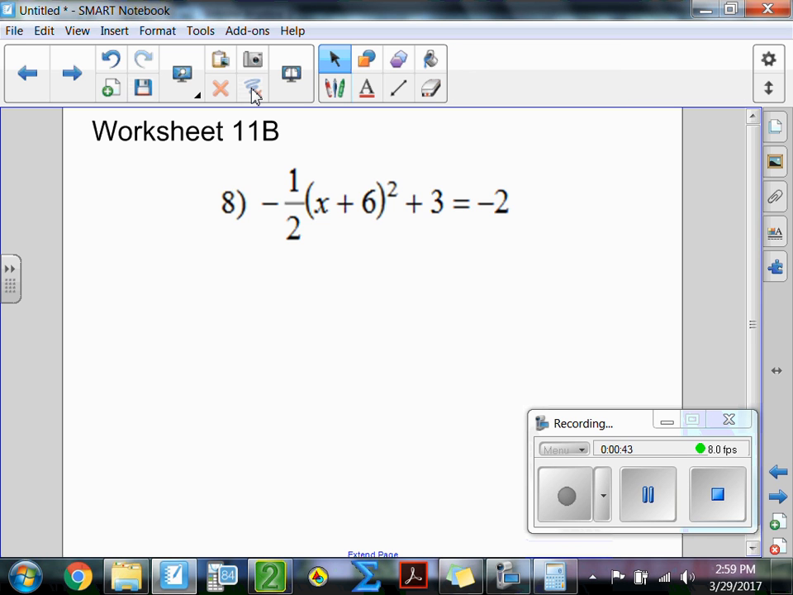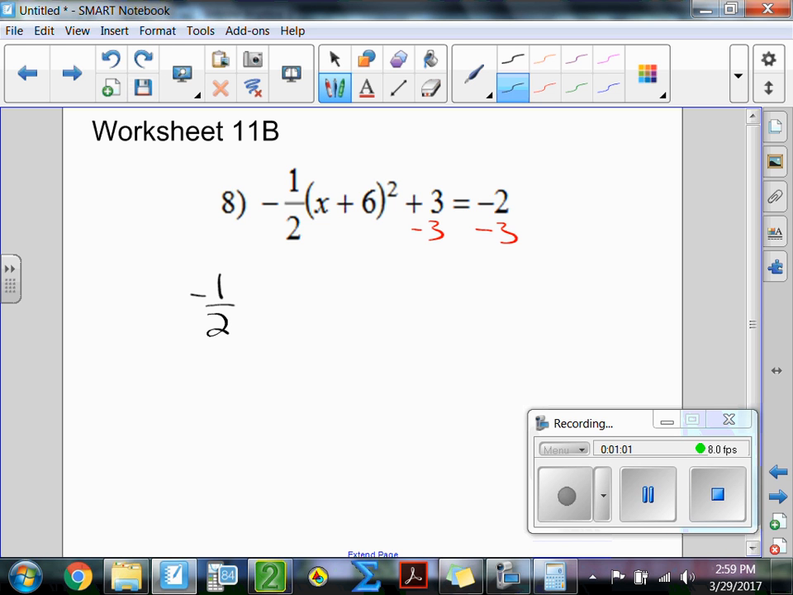As a reminder, I cannot distribute because of the squared term. It's a parentheses squared, so you cannot distribute into a parentheses that has a squared part on it. So I'm going to get rid of that. The first thing I'm going to do is subtract 3 from both sides. If I do that, I have negative 1/2, parentheses x plus 6, parentheses squared. 3 plus 3 is 0, so that goes away, and I get a negative 5.